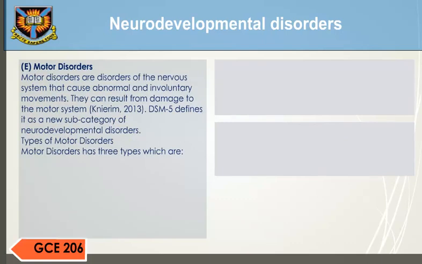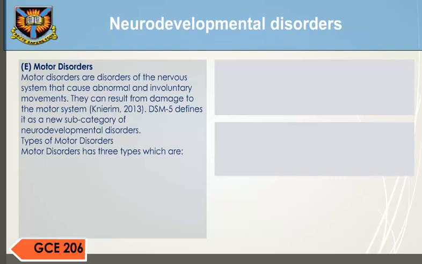Motor disorders. Motor disorders are disorders of the nervous system that cause abnormal and involuntary movements. They can result from damage to motor systems. DSM-5 defines it as a new subcategory of neurodevelopmental disorders.